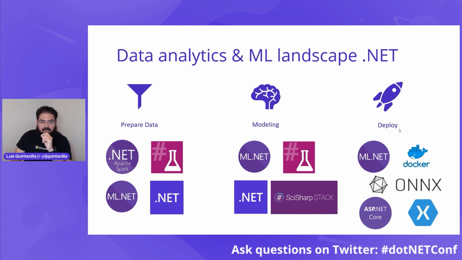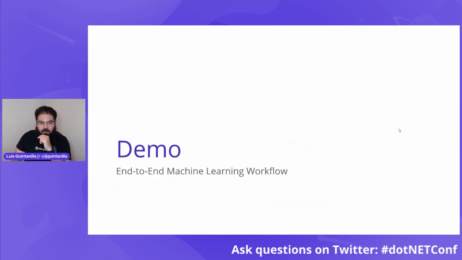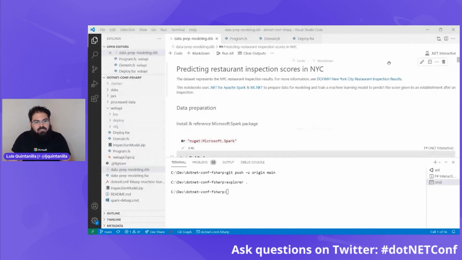Now, let me get into actually showing you some code. I'm going to show you how you can go about building an end-to-end machine learning workflow with F#. The tools that I'm going to focus on mainly are some of the FS Lab tools, ML.NET, and .NET for Apache Spark. So let's get started.